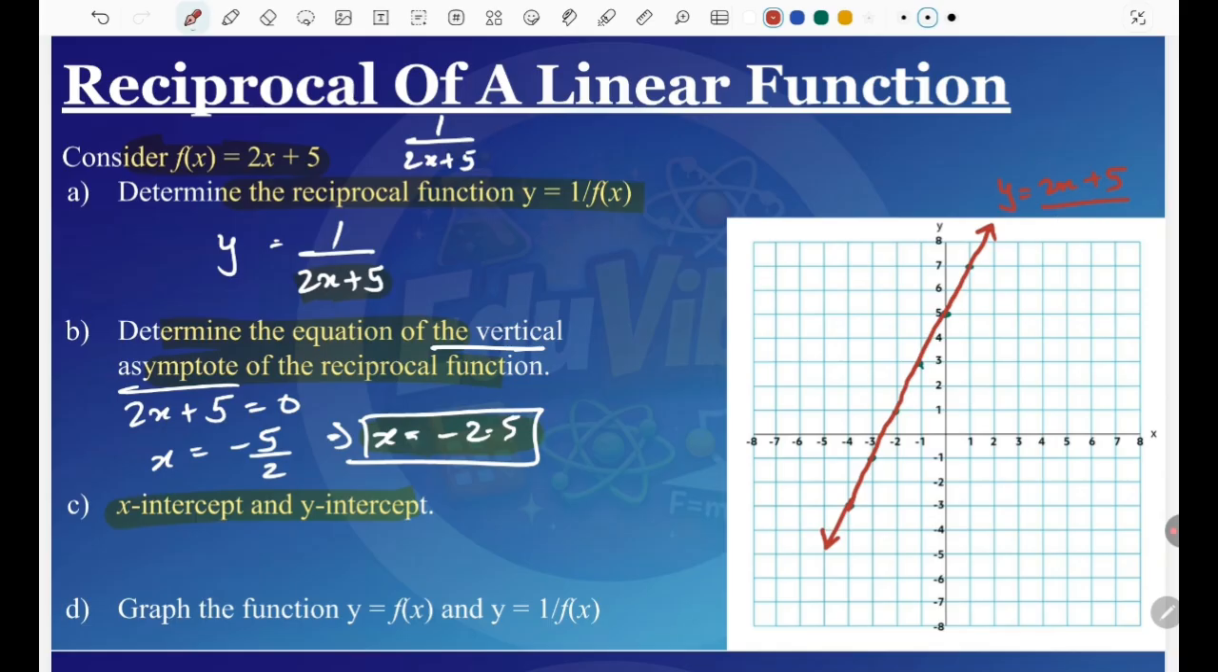For the next graph, you have the vertical asymptote of minus 2.5. So you make that asymptote at minus 2.5, which is right over there.